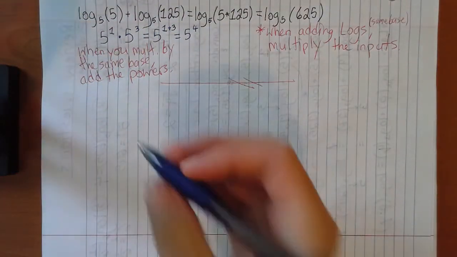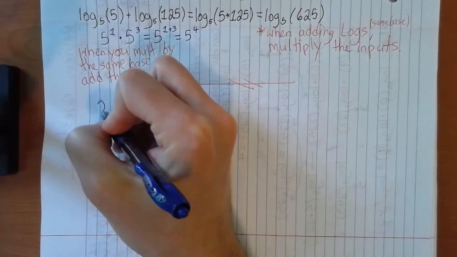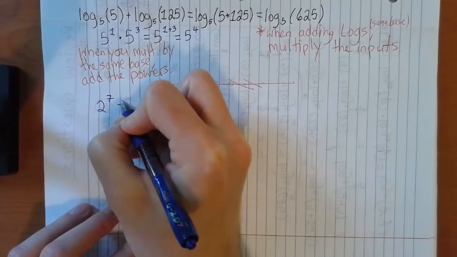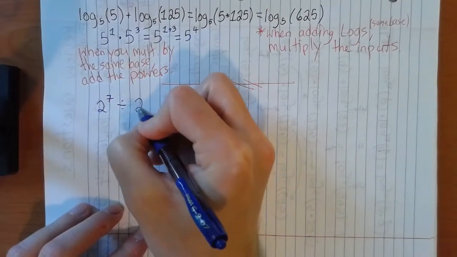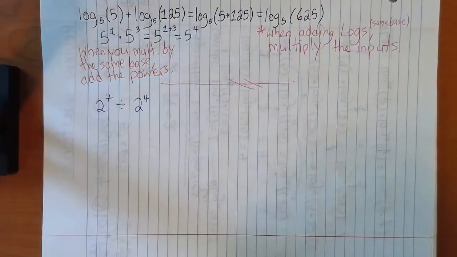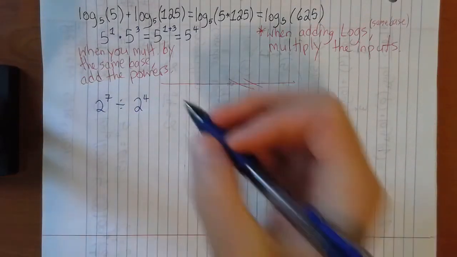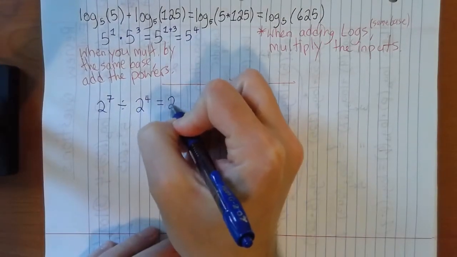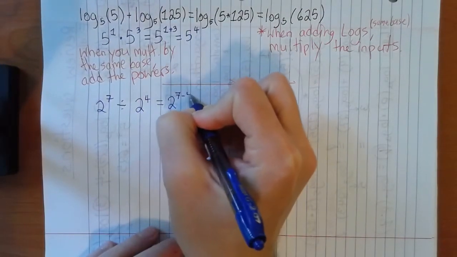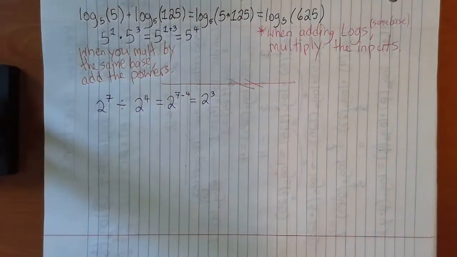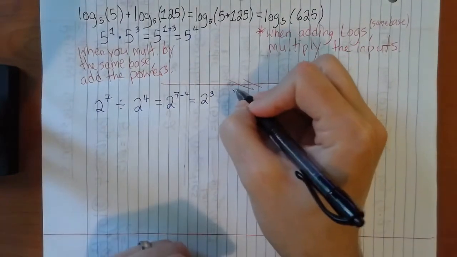Now let's think in terms of division. We could have 2 to the 7th power being divided by 2 to the 4th power. Based on your prior knowledge, you might remember that when you divide things with the same base, you are turning it into subtracting the powers. In this case, this would end up being 2 to the 7 minus 4, or 2 to the third power.